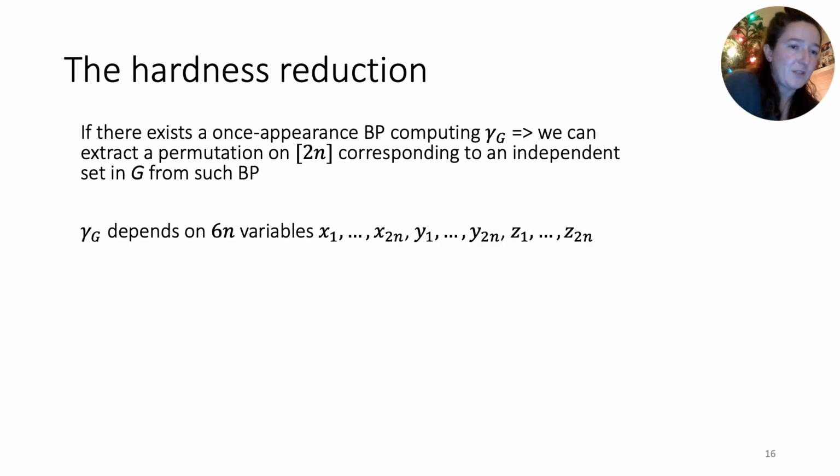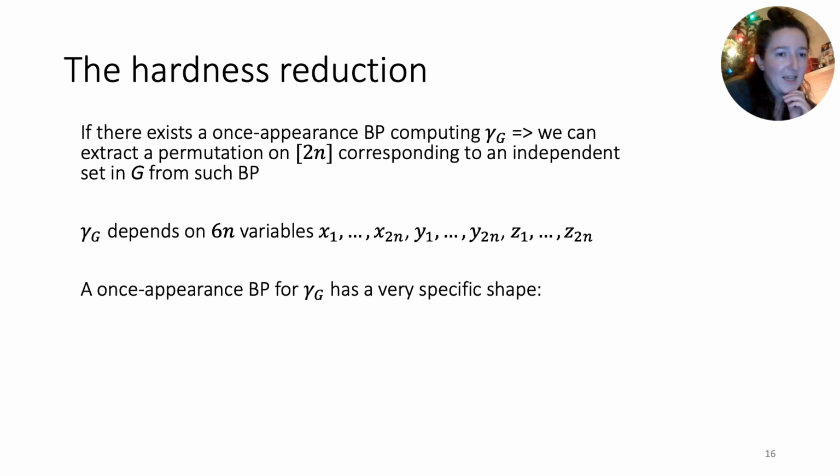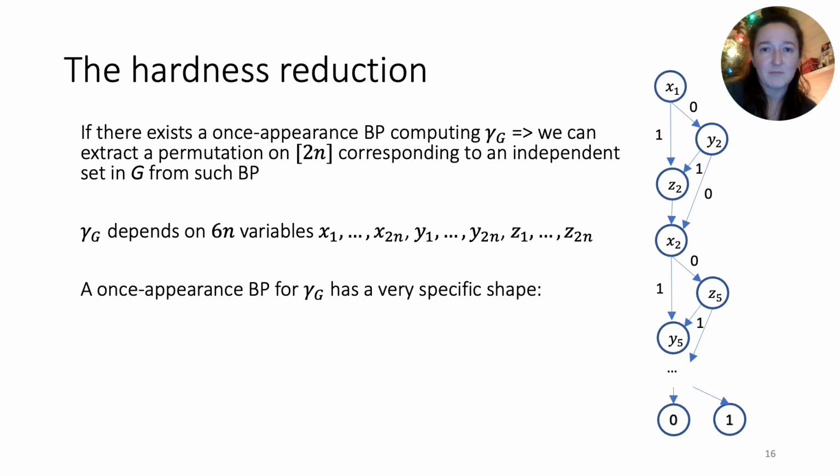So just by definition, this function gamma G depends on 6n variables, and we can split the 6n variables into 3 groups: x variables, y variables, and z variables. And every once-appearance branching program that computes this function gamma has a very specific shape. Just an illustration of how it should roughly look.